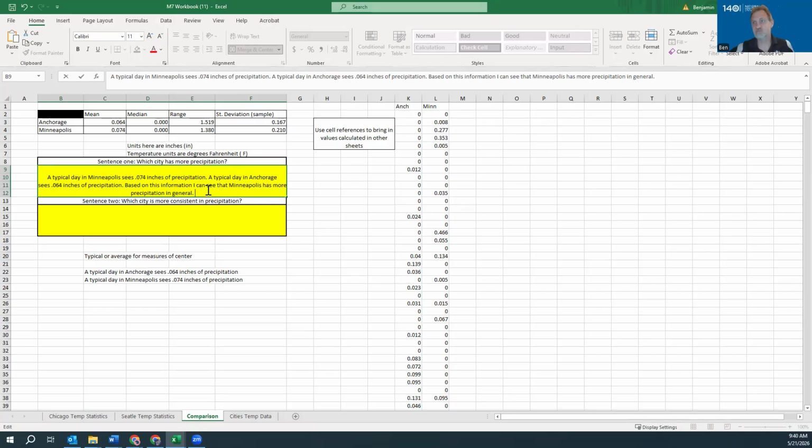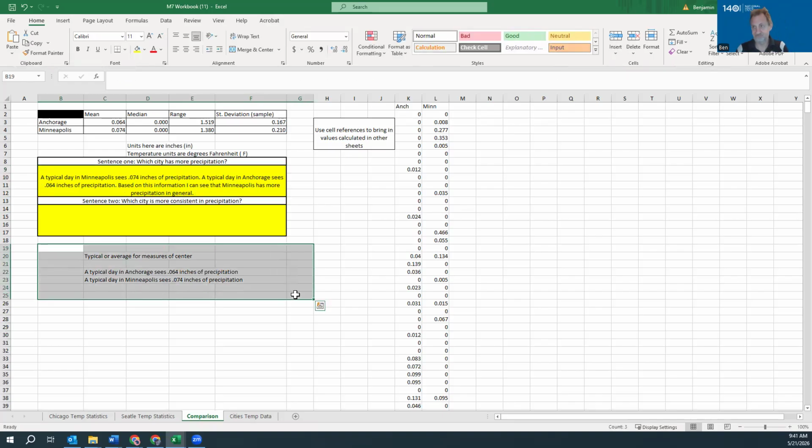Okay. So again, talking about measures of center, typical should be a pretty straightforward way to interpret either one. And if your question is which city is warmer, you should be able to talk about what's typical and then make a conclusion sentence about which city is warmer based on that. Okay. Now let's talk about range and standard deviation, because we haven't really talked about how to interpret range and standard deviation.